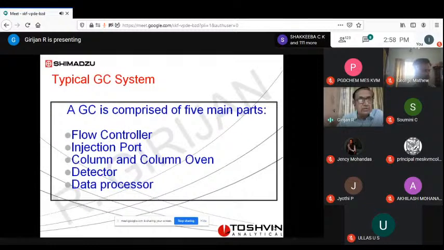A typical GC system is comprised of 5 main parts. One is the flow controller, because what is the mobile phase? We are going to use a gas, like nitrogen or hydrogen or helium. That's the normal carrier gas we are going to use. That's the mobile phase for us in GC.